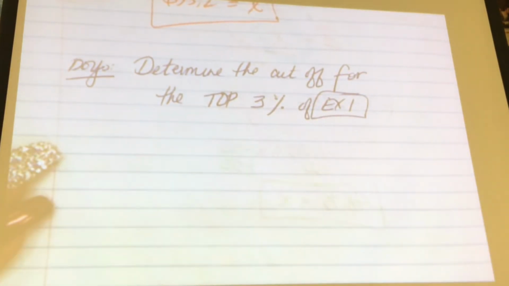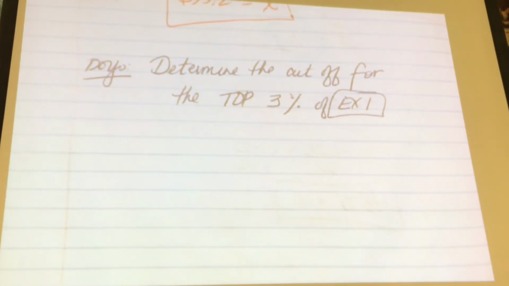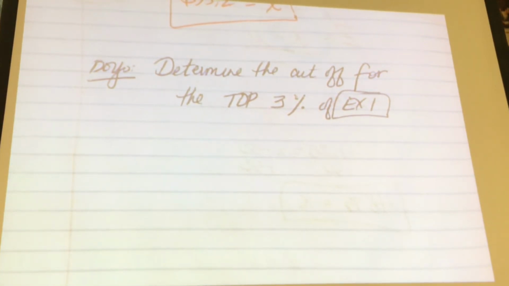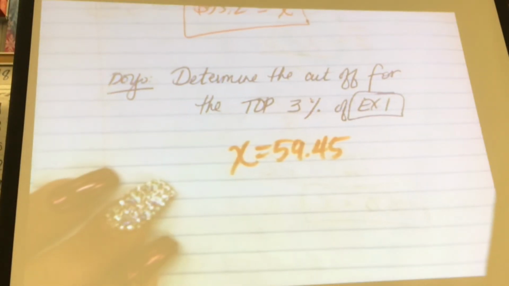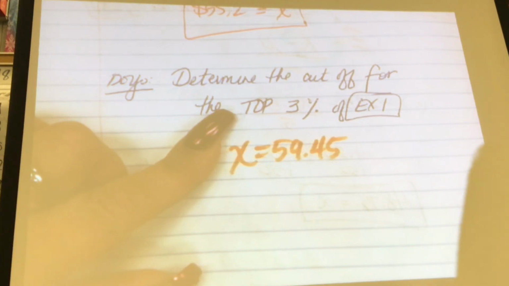What percentile do I want if I want the cutoff for the top 3%? What percentile do you want? Let's say I want to find out the top 3% of you guys who got the most money. Do I want the 3%? Yes. So you need to plug in 0.97. You need to find the z-score for 0.97. You should have gotten 59.45. What was the z-score again? 1.89.